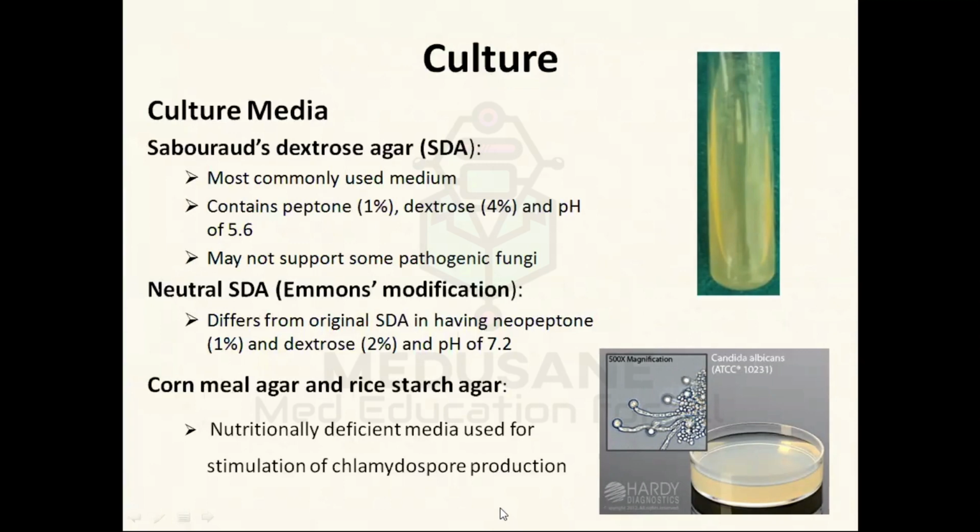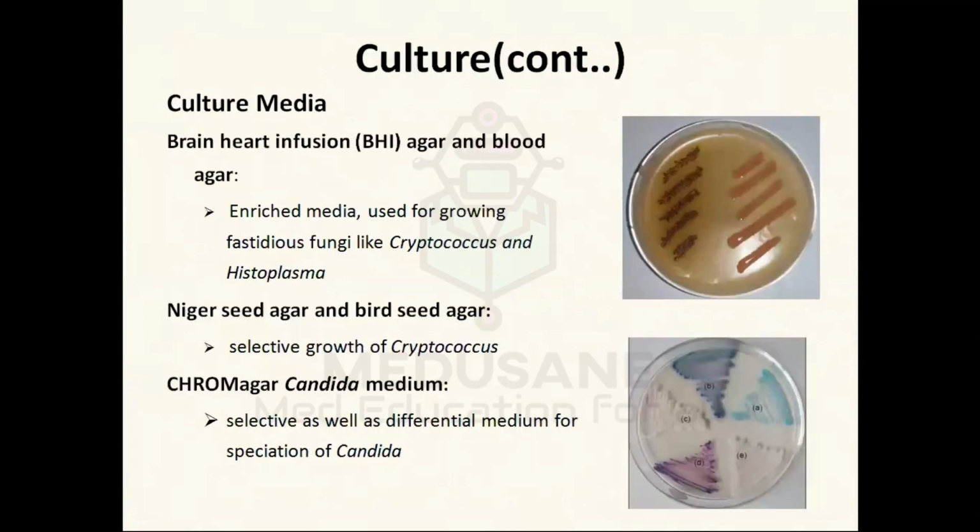Okay, other than the SDA, there is also corn meal agar, which is used to cultivate the chlamydospore production. Okay. So, other than this corn meal agar and SDA, there is also the brain heart infusion agar and the Niger seed agar, both of which are used for Cryptococcus. And like in bacteriology we use the MacConkey agar, right? Like that, here we use the chrome agar as a differential medium. It is mainly used for the speciation of Candida. Can you see the different colors here? So these are the different species of Candida. Okay.